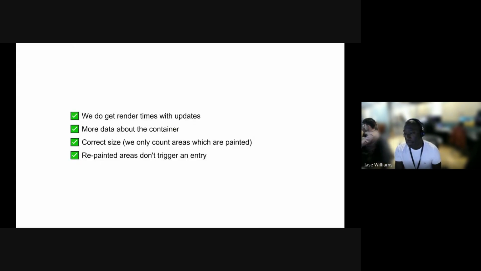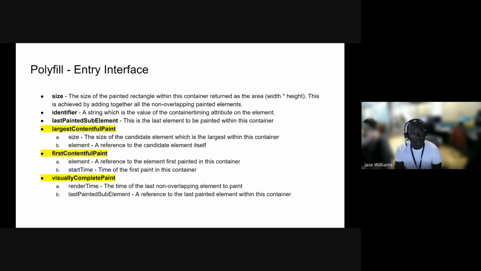So yeah, we get better rendering times with updates. We get more data in the container. We get a much better size that more represents what we're actually seeing on the screen. Any areas out or repainting that are the same area, we're not re-triggering an entry for that. So this is much better. And we thought, well, there's a lot of data that we can get from this. What do we want to show?